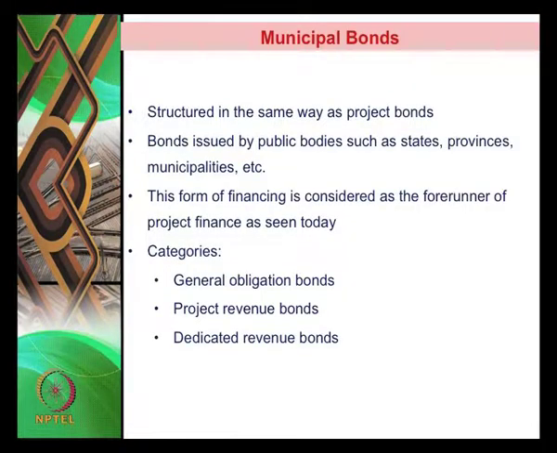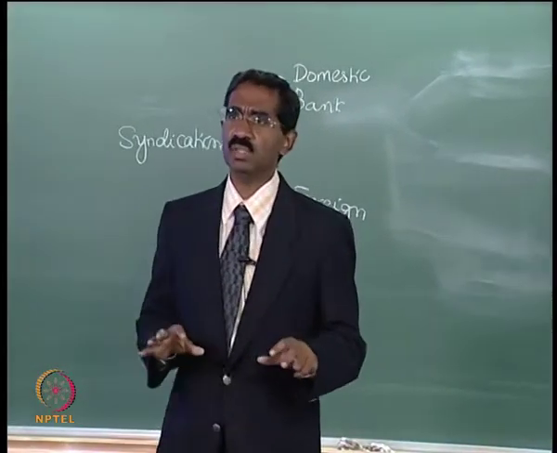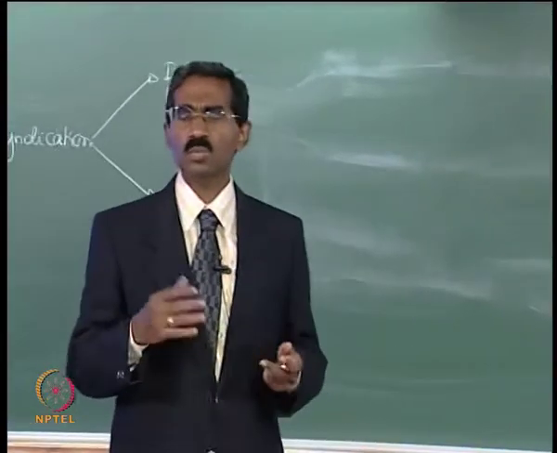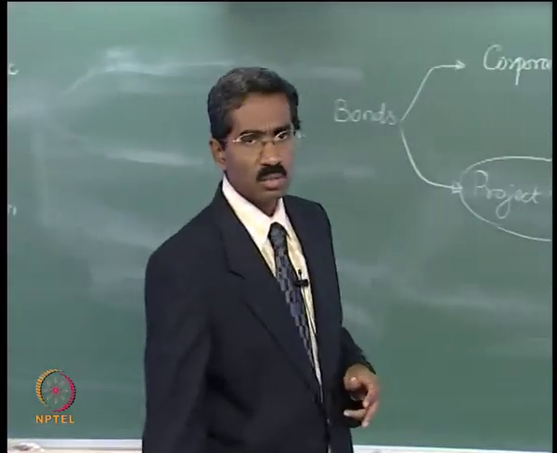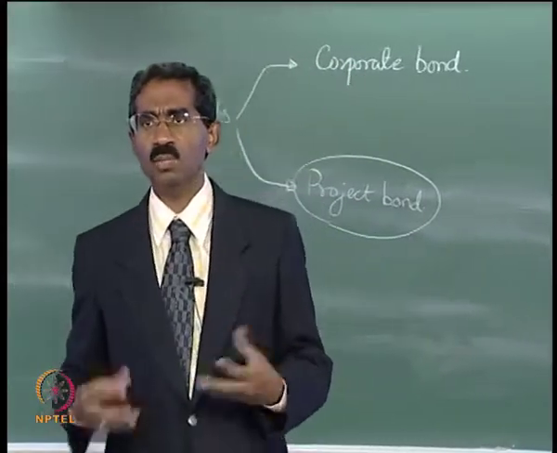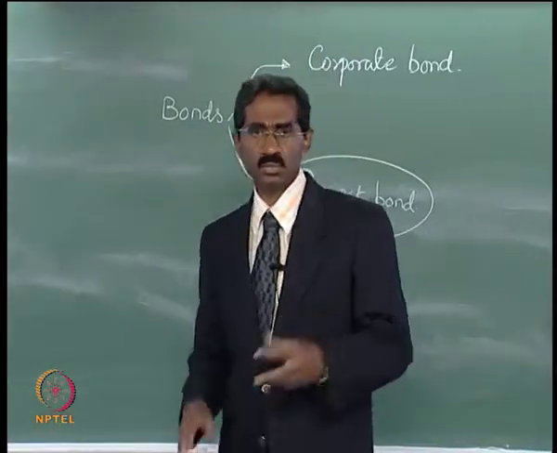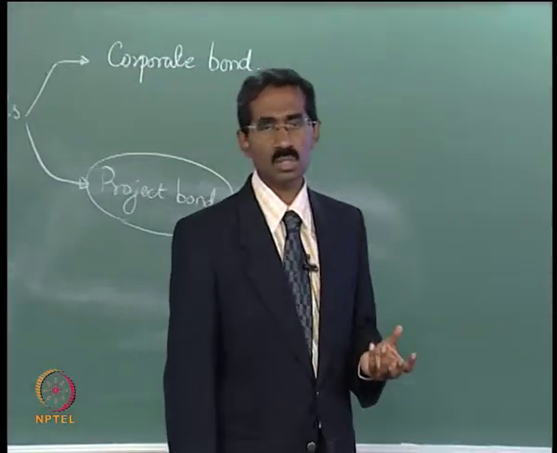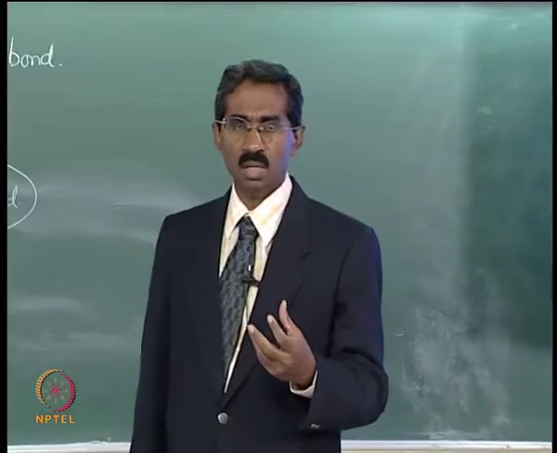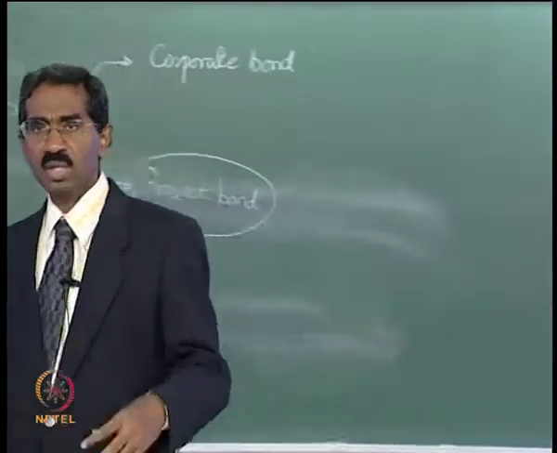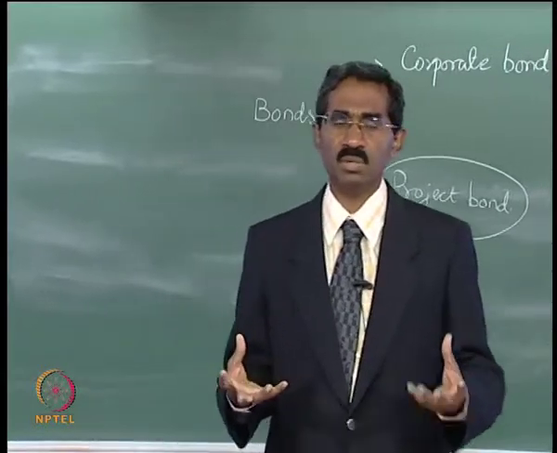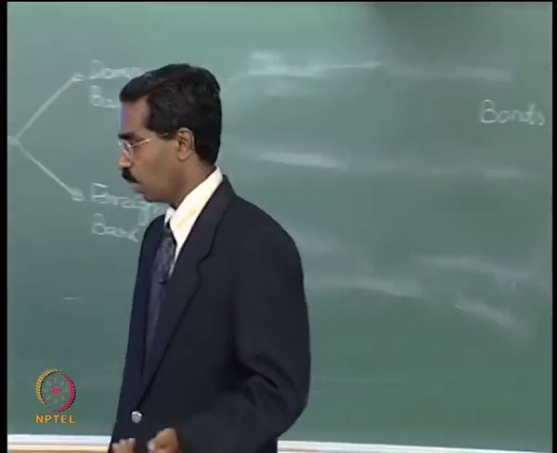Next we discuss a special category of bond called municipal bonds. Municipal bonds are not really project finance bonds, but we are discussing them here because they are also structured in the same way as the project bonds. Now what are these municipal bonds? Project bonds are those issued by project companies. Similarly, municipal bonds are those issued by public bodies. So for example, state governments, provinces and municipalities, other arms of the local government, whenever they issue bonds and raise capital for their projects, they are called municipal bonds.